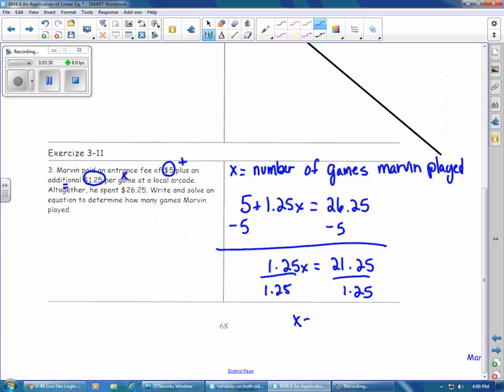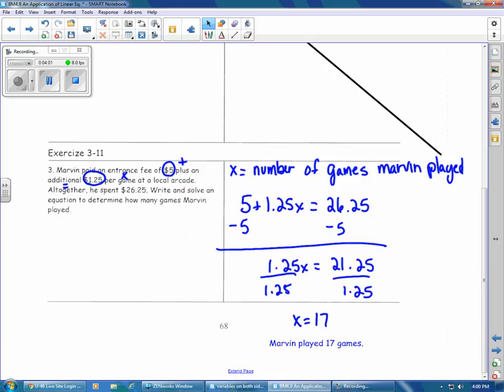So x is going to equal, do it in your calculator right now, 21.25 divided by 1.25. X is going to equal 17. So my final step is going to be writing a sentence to answer the question. Marvin played 17 games. Now I should take that 17 and plug it back in for x.